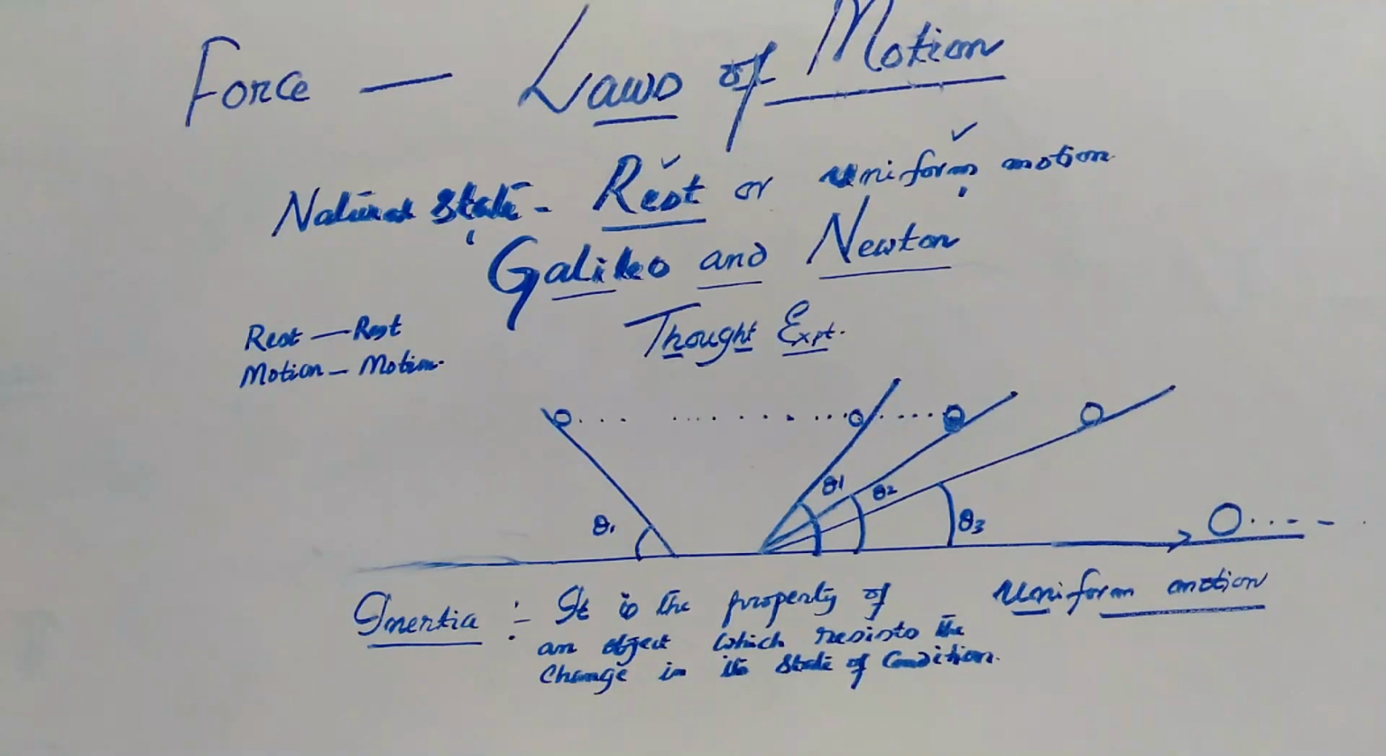Newton continued the ideas of Galileo and formulated 3 laws regarding this inertia and the other physical quantity called force. Now let's talk about Newton's laws of motion.